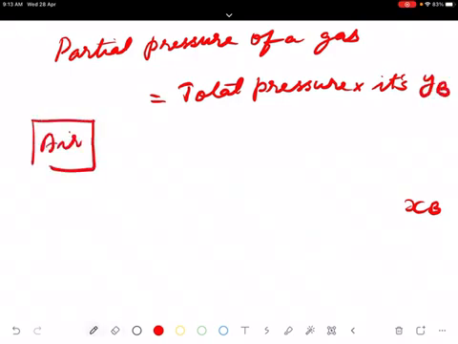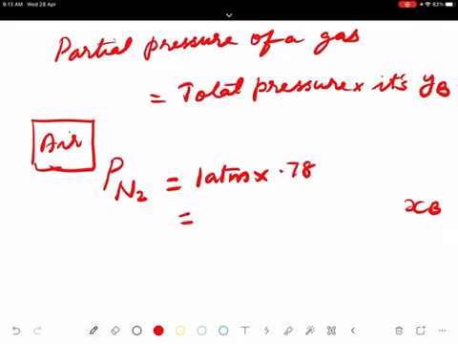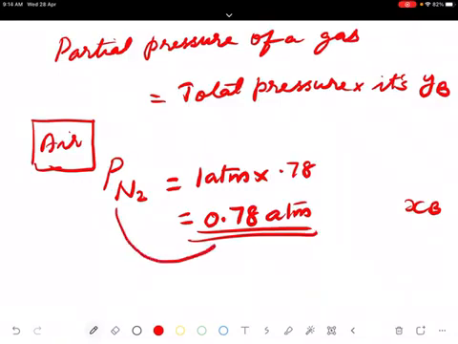So if you consider air, then for example, the partial pressure of nitrogen, the individual pressure of nitrogen, is equal to the total pressure of air at sea level, that is 1 atm, into the mole fraction in air at sea level, which is 0.78. Mole fraction has no unit. So what is the partial pressure of nitrogen at sea level? That is 0.78 atm.